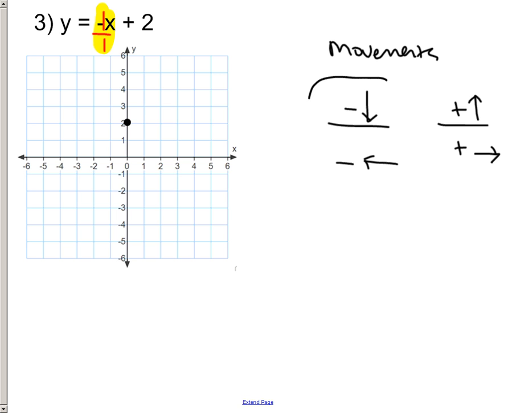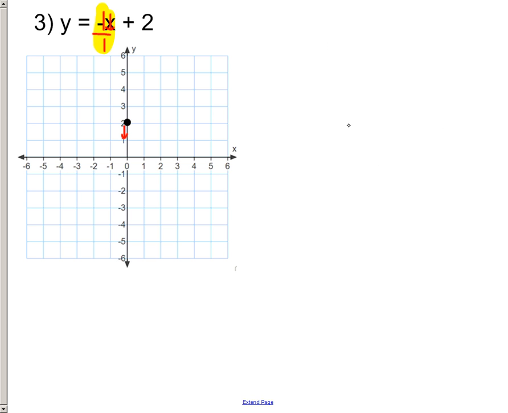So you might want to make a note and try to memorize these, because now since we've got a -1 on top, we're going to be going down 1. And since we've got a +1 on the bottom, a positive on the bottom, we'd be going to the right 1. So down 1, to the right 1. Draw your line.